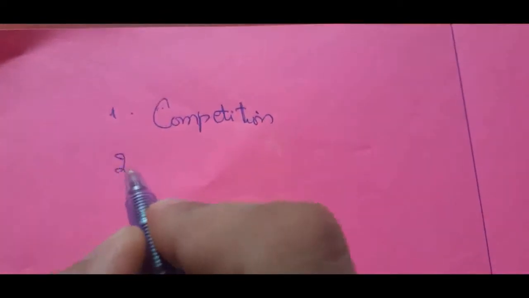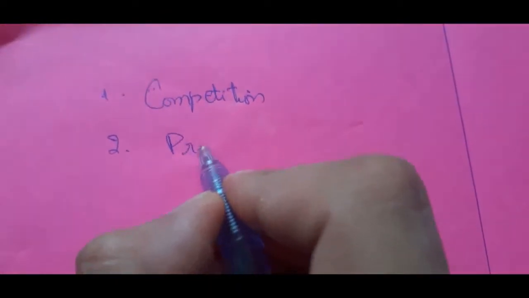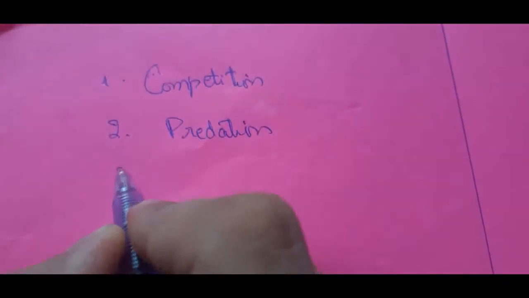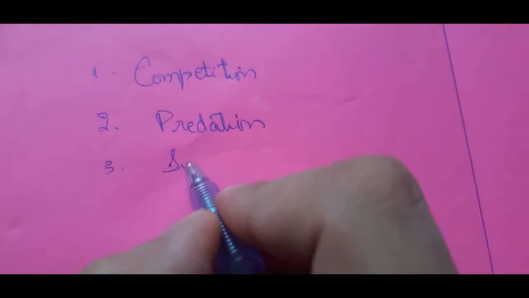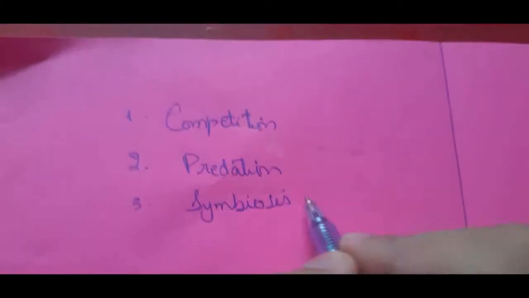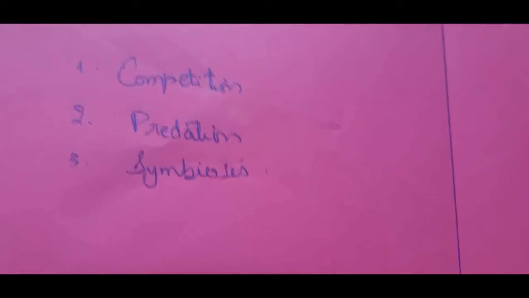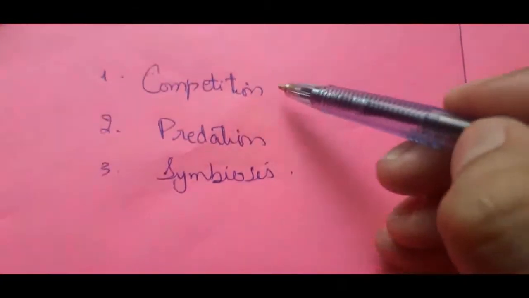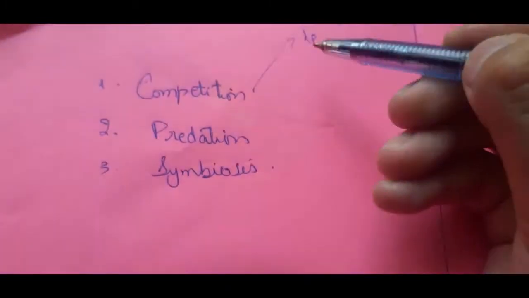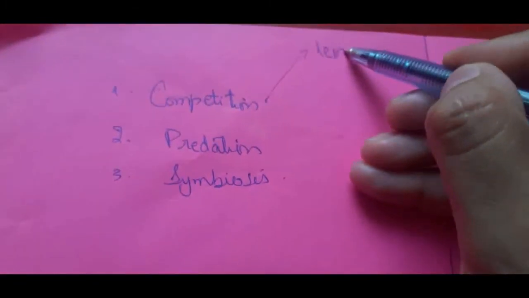Second is predation. And third is symbiosis. Right? So competition can be for different things. For example, competition can be among these organisms for temperature.